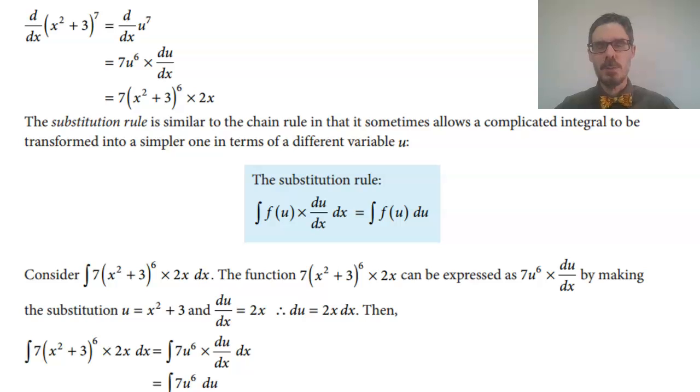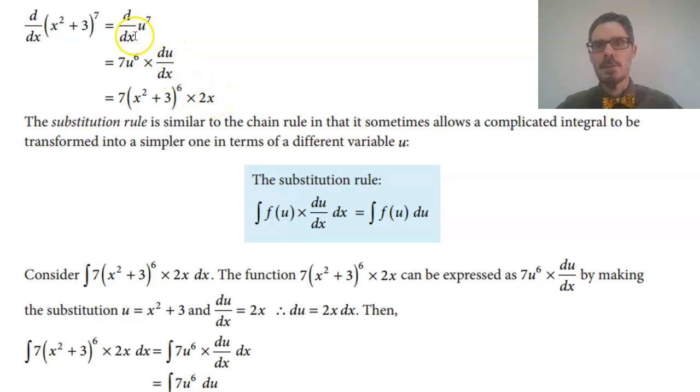When you differentiate with the chain rule, let's have a look at what happens. Suppose I differentiate this. Well, it's something to the power of 7. So I'm going to differentiate that to 7 times the something to the power of 6. And then I have to multiply by the derivative of the something, the derivative of the inside, which in this case, x squared, is 2x.